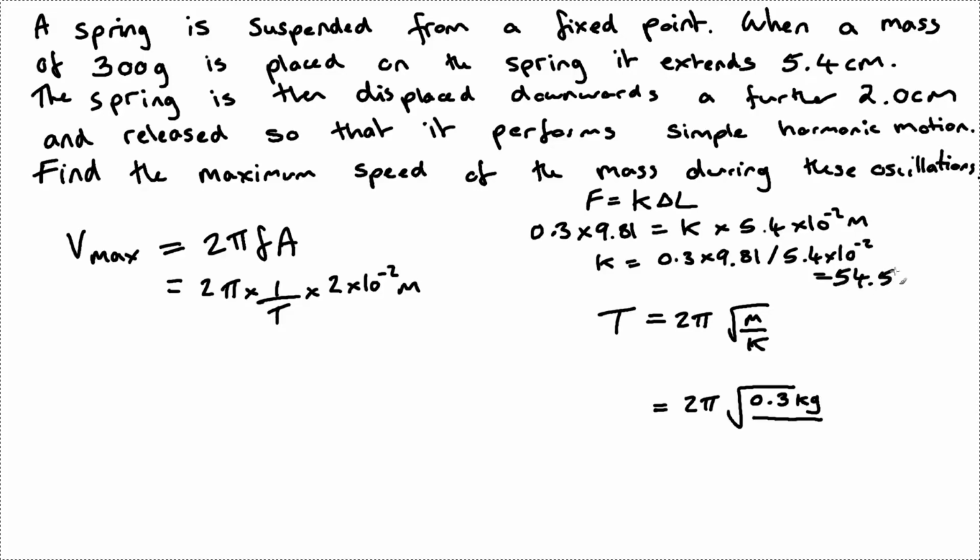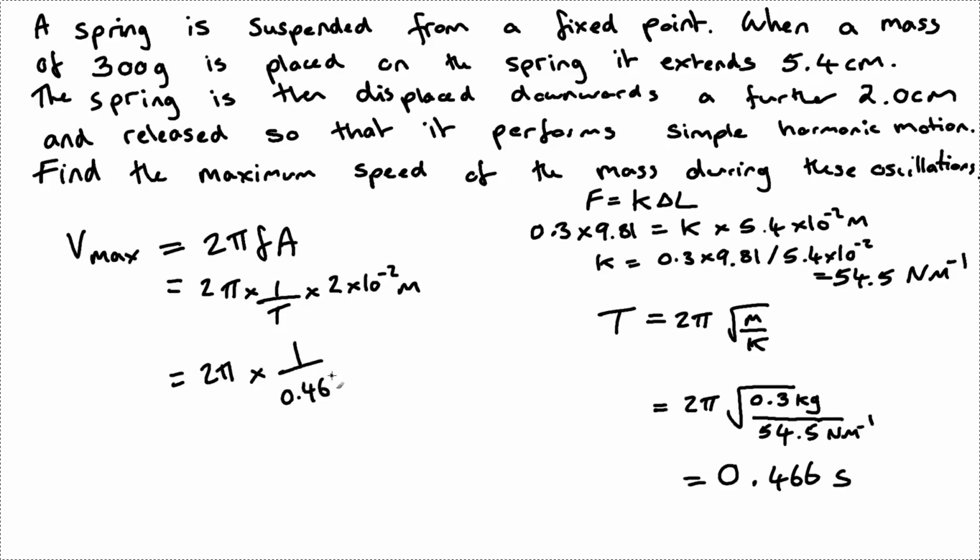Now, of course, once we've worked out the spring constant, all we need to do then is to place that in the formula. So T now equals 2 pi square root 0.3 over 54.5 newtons per meter, our spring constant. And if you put that in your calculator, you can work out a period, which will come to be 0.466 seconds.